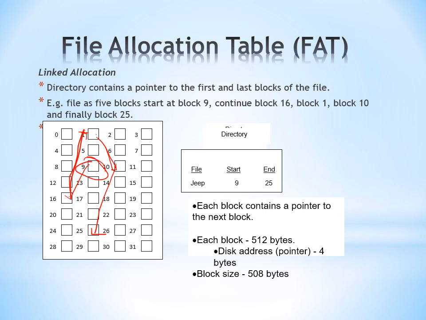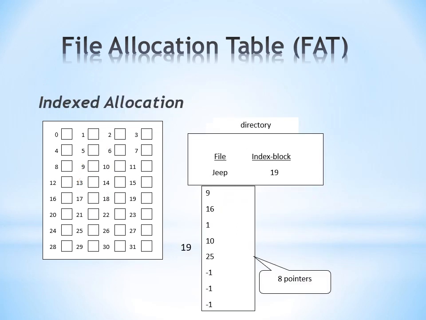So therefore, this is how the link allocation method is being used in order to allocate the file. Another method is index allocation.